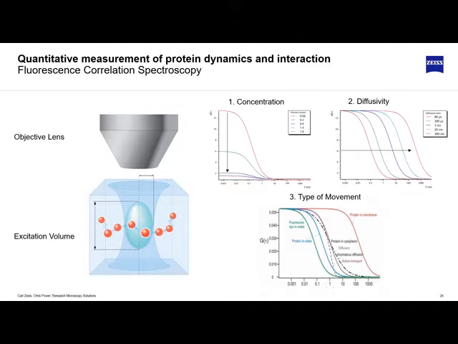If you plot that over time, you can run a correlation. So you look at the typical transit time of molecules within the volume, and you can work out interesting things such as the concentration of the molecules in your sample, how quickly they diffuse, and even the type of movement. So you can tell whether they're bound, unbound in a particular way.